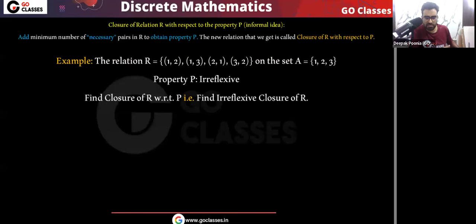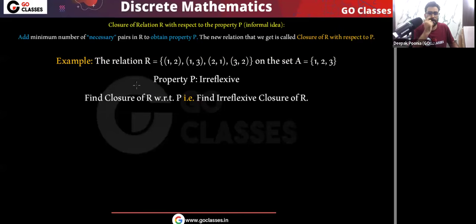Tell me the answer for this question. Here the property is irreflexive. In the previous question also, the property was irreflexive. Here also the property is irreflexive. Find the irreflexive closure of this relation R. Remember the definition of closure of a relation with respect to a property P. In this relation R, you add the minimum number of necessary pairs so that we bring this property.